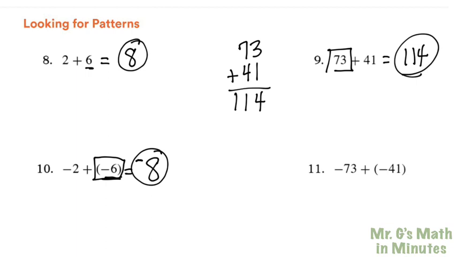And then with the negative 73 and negative 41, kind of the same thing. We're going to add those numbers together. That gives us 114, but it's a completely different answer because our bigger number 73 is negative this time. So it'd be negative 114.